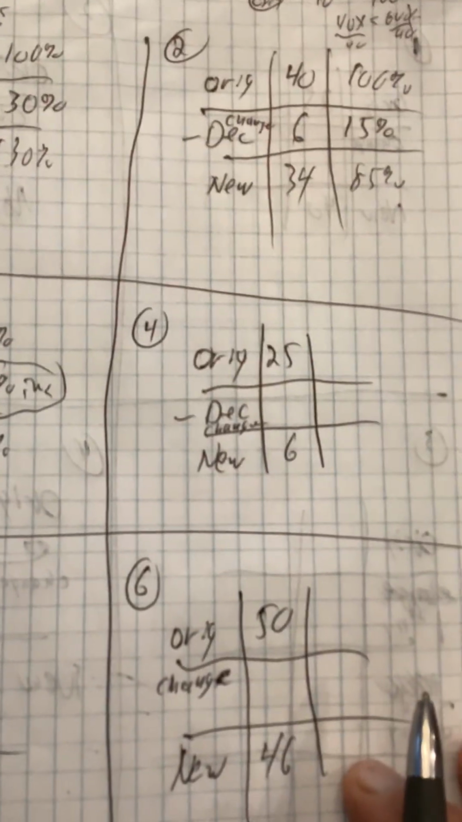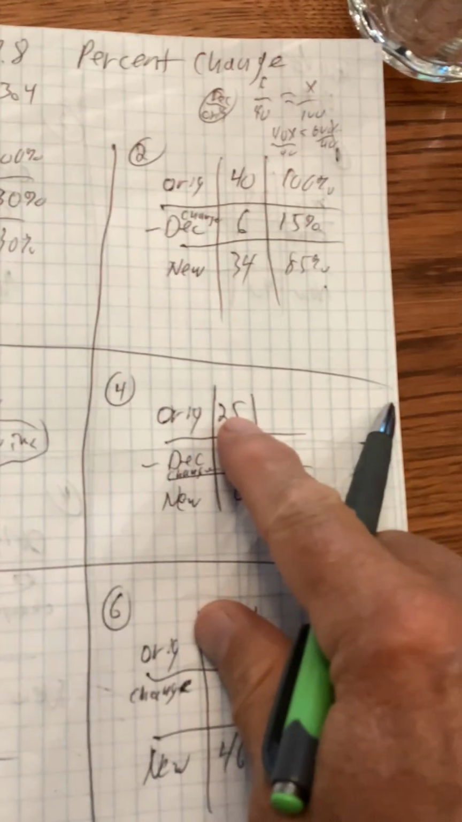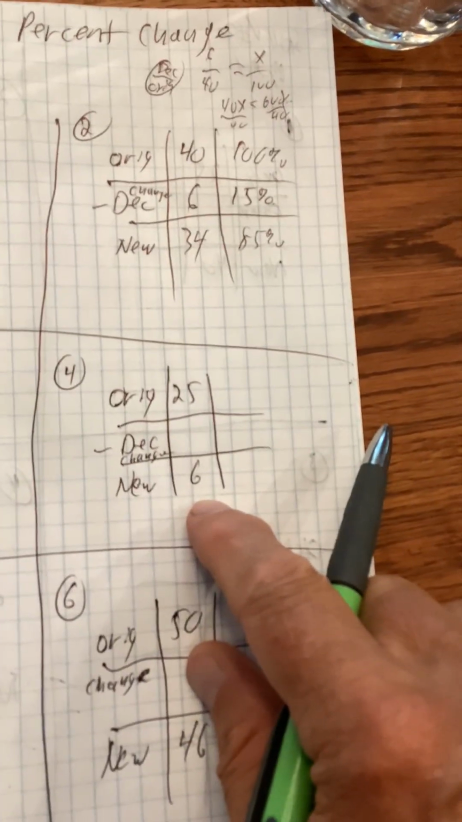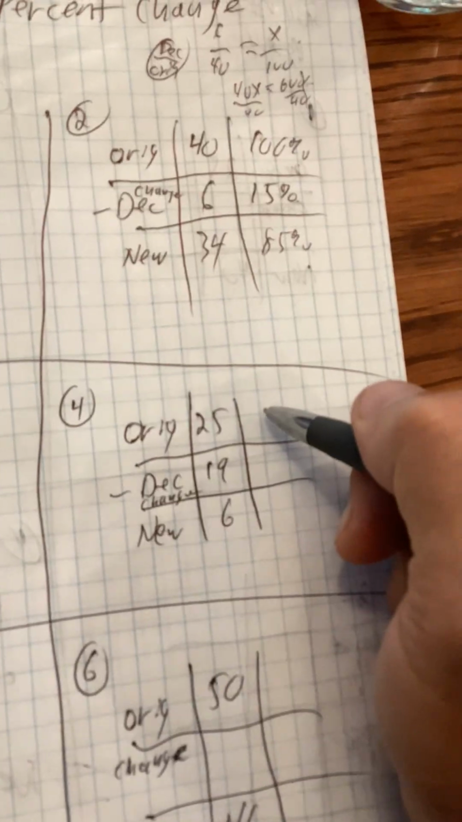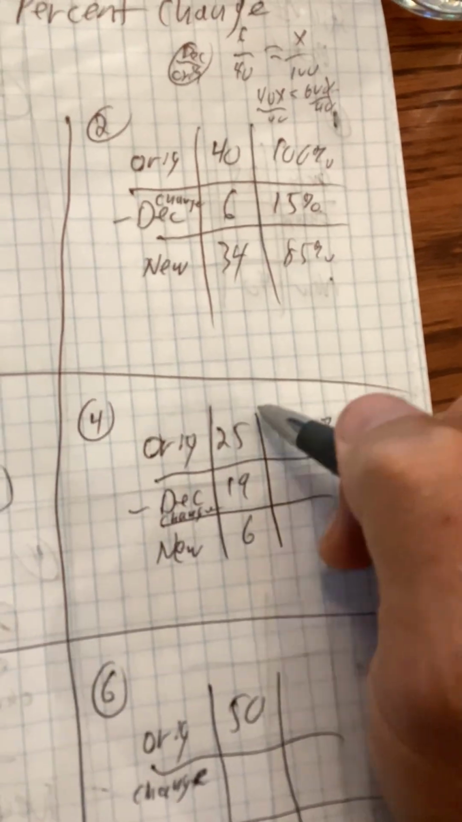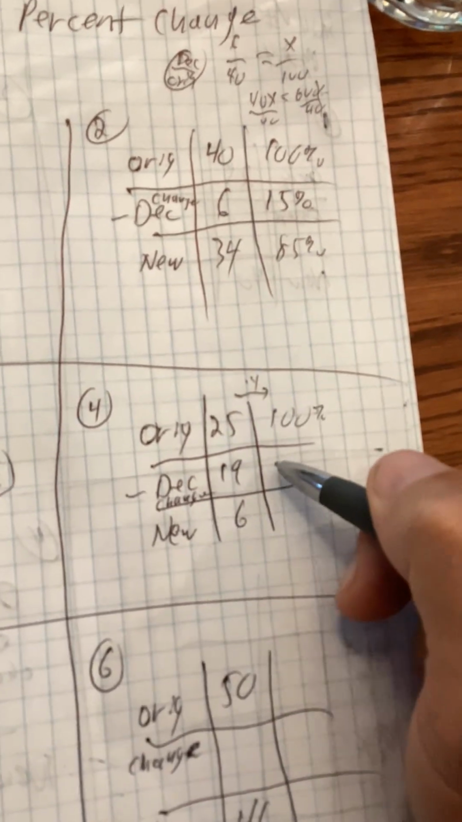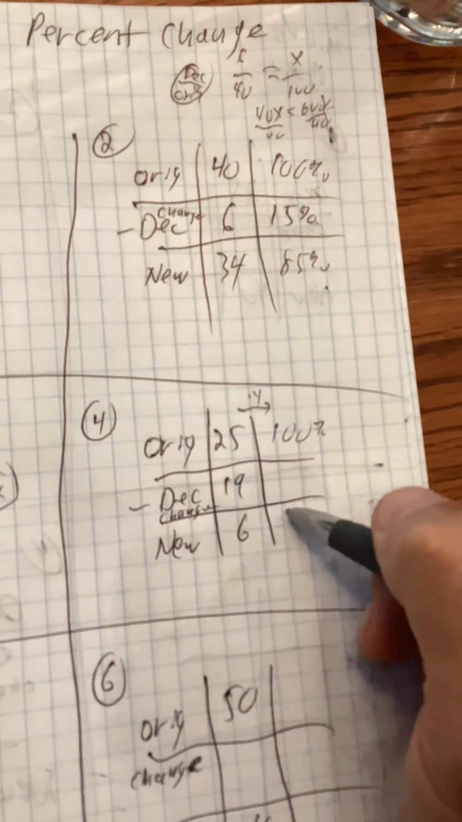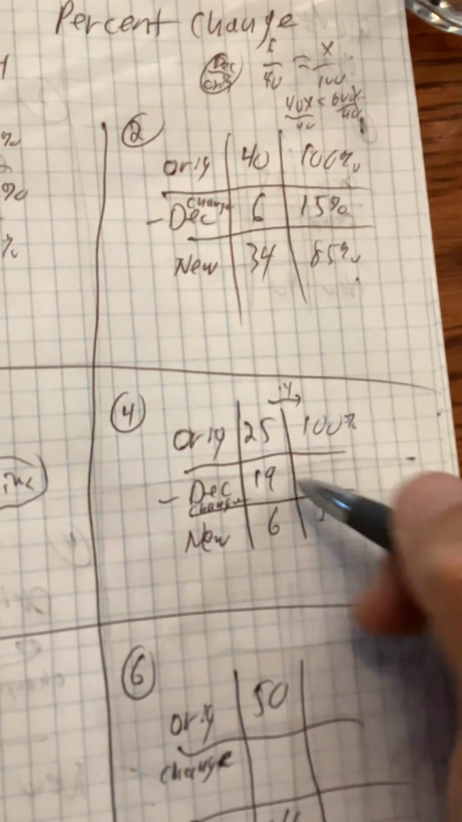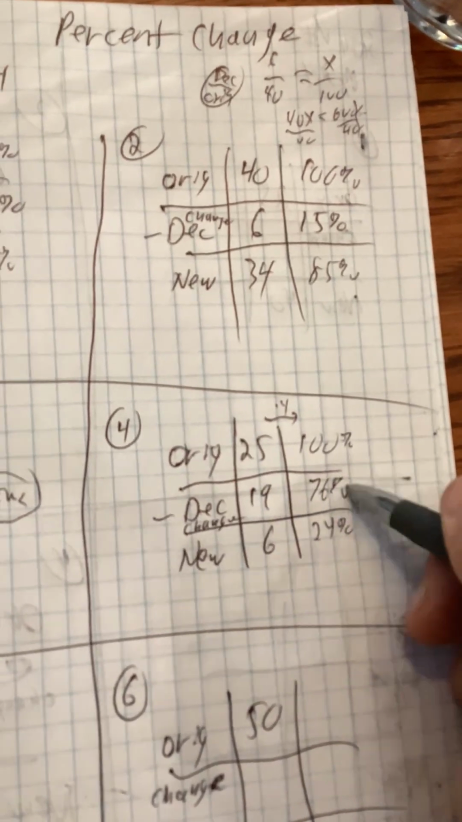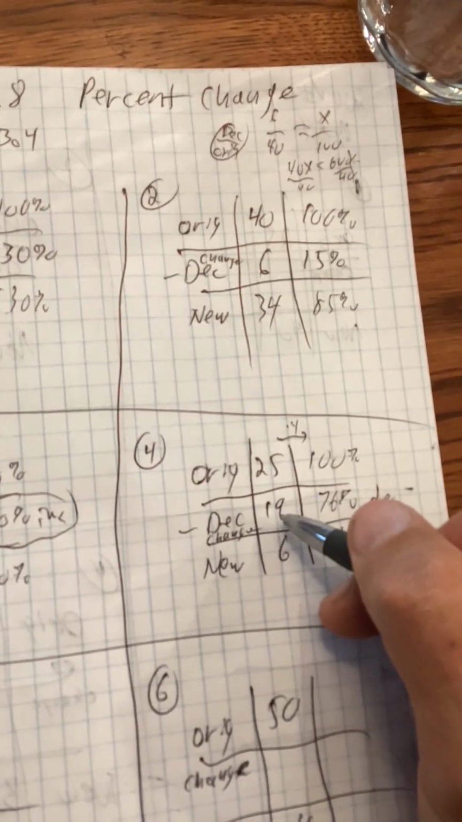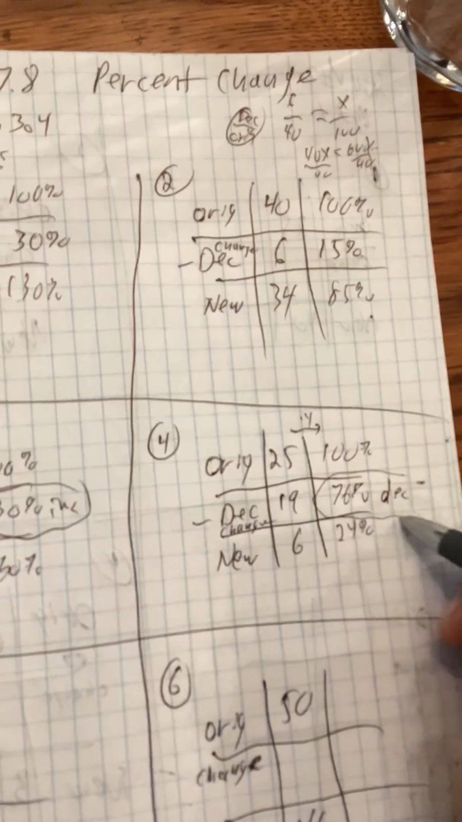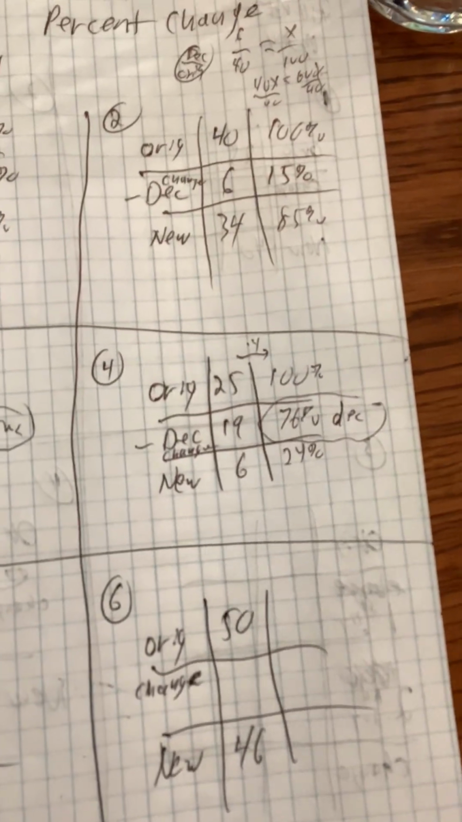So anyways, number 4, you're starting with 25 and your new amount is going to be 6. So your change is a decrease. Subtract, you decreased it by 19, right? Well, put 100% here. How'd you get from here to here? That's times 4. If you want to do this times 4, that's 24%. It's 24% new, so this must be 76% was your decrease. And 19 times 4 is 76. I think that's kind of slick.